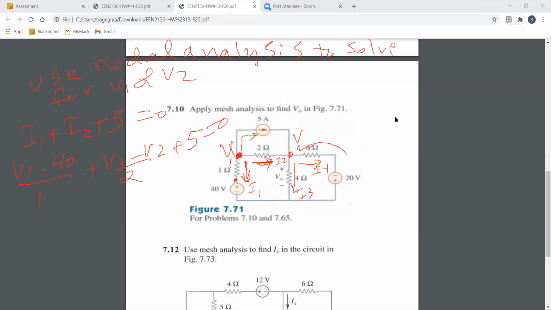Multiply by 2, we get 2V1 minus 80 plus V1 minus V2 plus 10 equals 0. So everything will be multiplied by 2. Then move to node number 2.